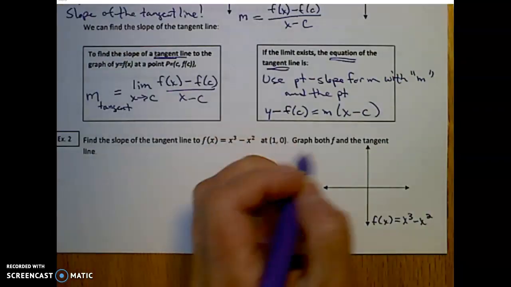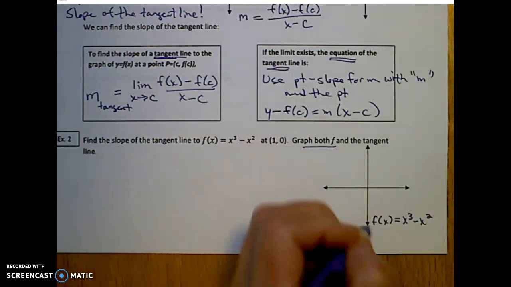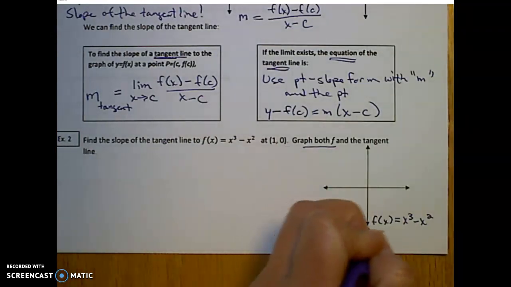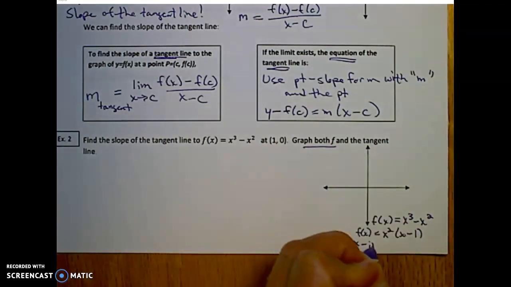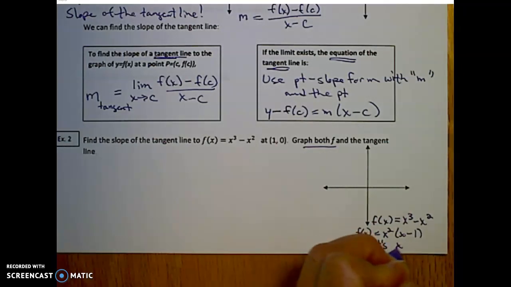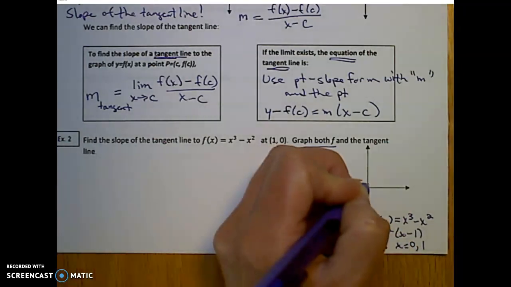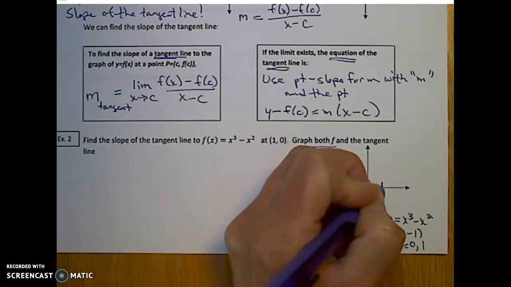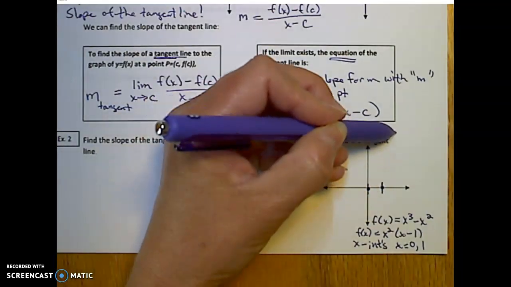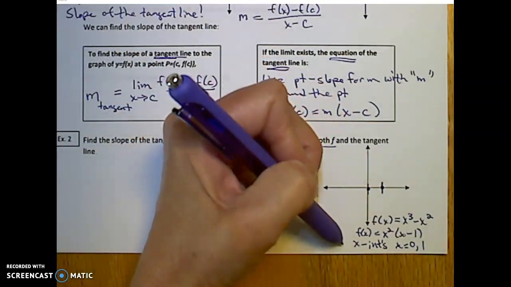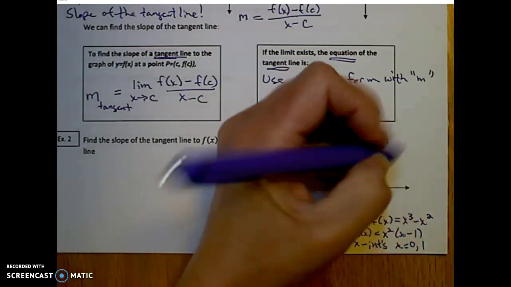Okay, first I might take a moment to graph this function f just so I have a sense of what's going on here. So f of x is equal to, I'm going to factor, x squared times x minus 1. That gives me my x-intercepts. And my x-intercepts are at 0 and 1. Let me plot those. Do you remember end behavior for an odd function is going to go up to the right, down to the left, and I'm going to have a bounce at x equals 0.